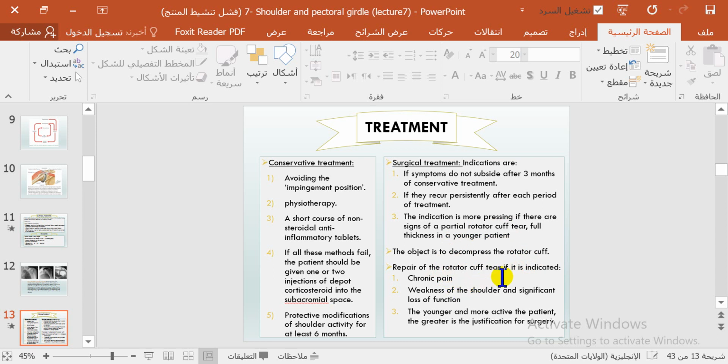What is the indication of rotator cuff repair? Repair of tears with chronic pain, weakness of the shoulder, and significant loss of function. The younger and more active the patient, the greater the justification for surgery. So these are the main indications of surgery in rotator cuff tears.